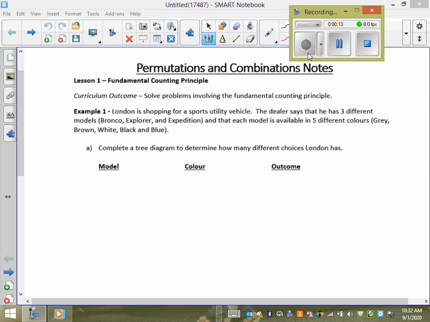So lesson 1, fundamental counting principles. The curriculum outcome we're covering is solving problems involving the fundamental counting principle.